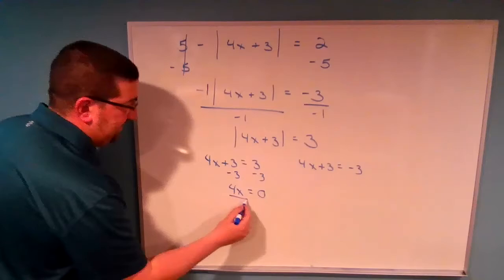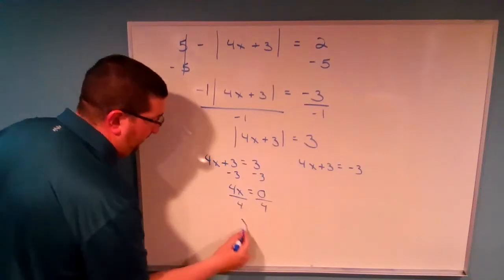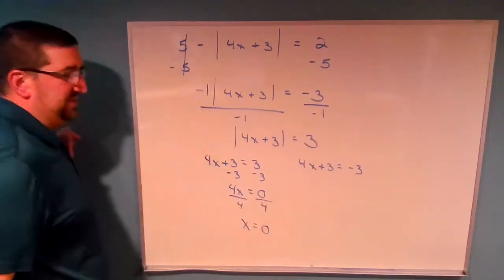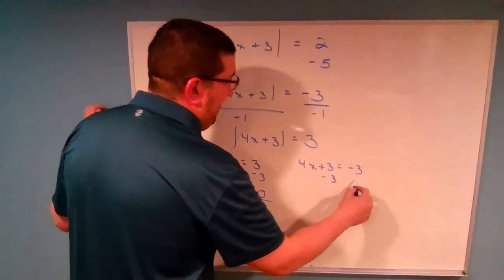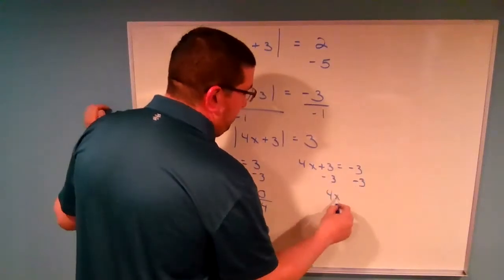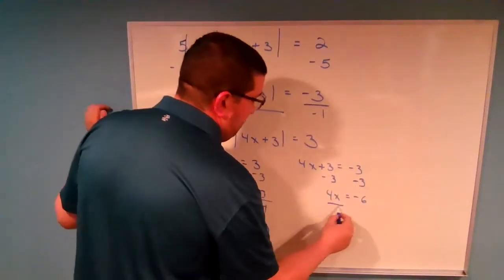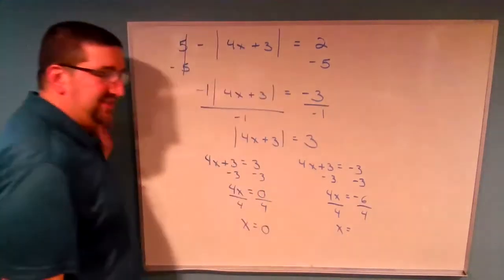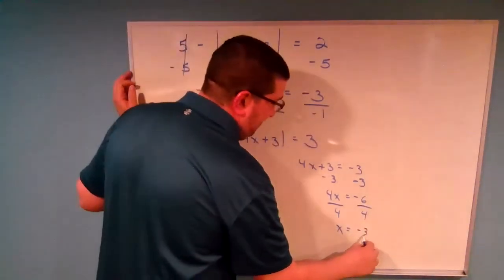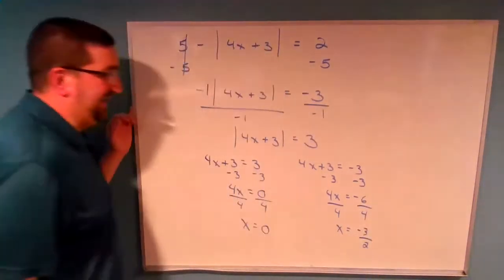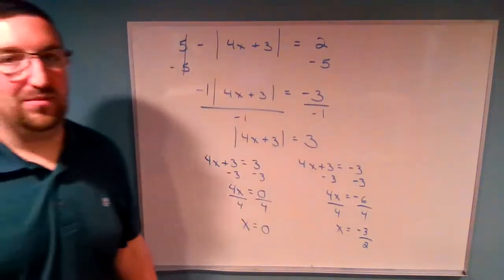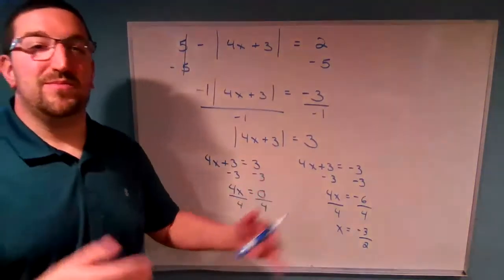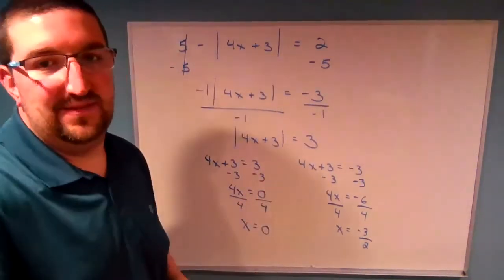So 4x equals 0, divided by 4, x equals 0. Subtract 3. So 4x equals negative 6, divide by 4. So x equals negative 6 over 4. We can simplify that to negative 3 over 2, or negative 1.5. Now we'll be moving on to inequalities.